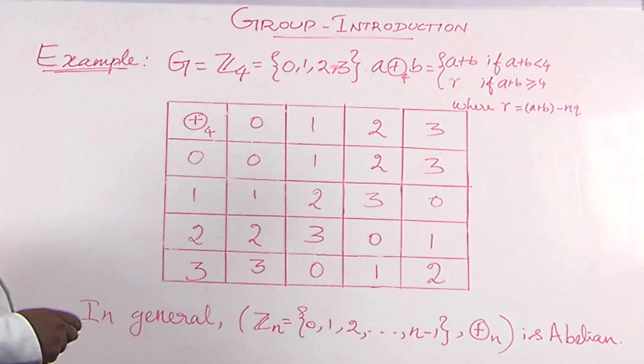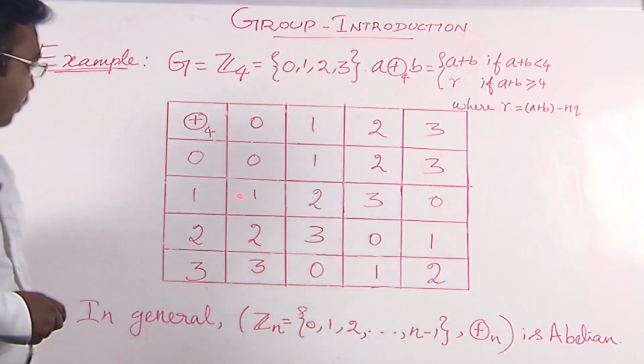So, this is a finite set. We are going to find whether this set together with this operation forms a group or not. Since this is finite, we are again going with the Cayley table. The rows are headed by the elements 0, 1, 2, 3, and the columns are also headed by 0, 1, 2, 3, with the operation addition modulo 4. Let us see how we fill this up.